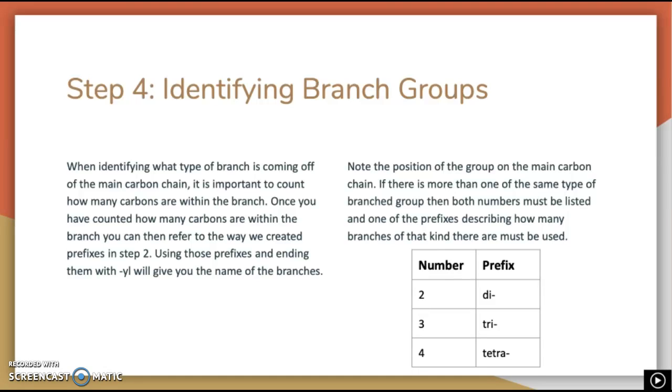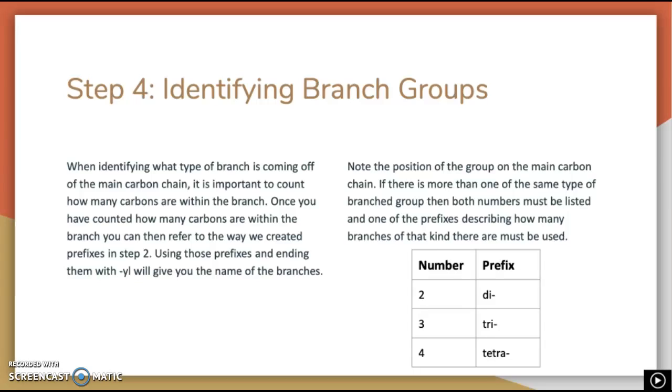Step 4. Identifying branch groups. When identifying what type of branch is coming off of the main carbon chain, it is important to count how many carbons are within the branch. Once you have counted how many carbons are within the branch, you can then refer to the way we created prefixes in step 2. Using those prefixes and ending them with YL will give you the name of branches.